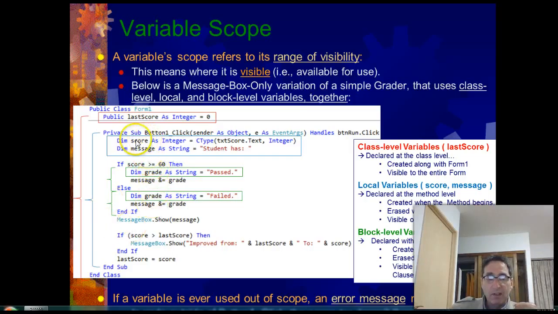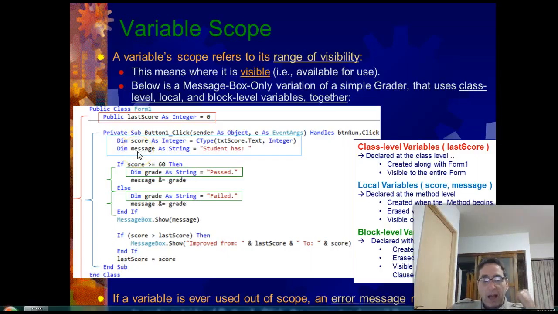So again, if I want to use this and this somewhere else in the method, I can. I can refer to score like I'm doing it here. I can refer to message like I'm doing it here, for example, or here. So within this sub-procedure, I can refer to these variables.